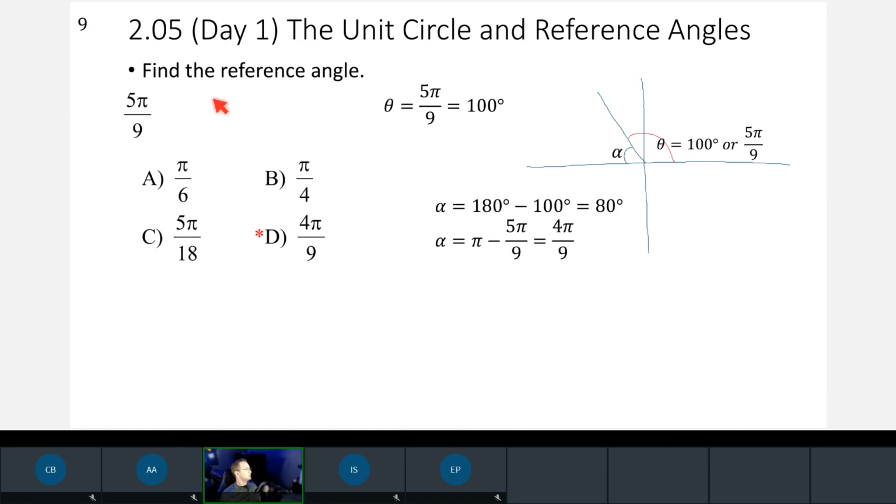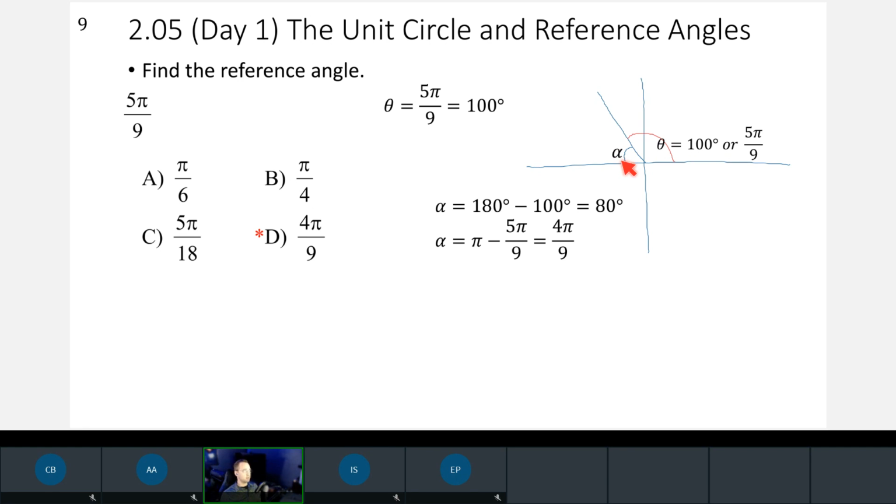All right. Number 9. Find the reference angle. Well, I drew, so draw a picture. I think you always want to draw pictures when you can. So reference angles, remember, are angles that are made between the x-axis and the terminal ray. So I drew a picture to show that. We are in quadrant 2. So theta is the given angle. Reference angle is the angle made with the closest x-axis, which would be the negative x-axis.